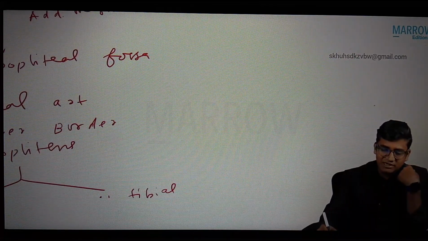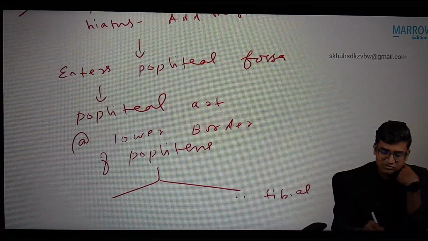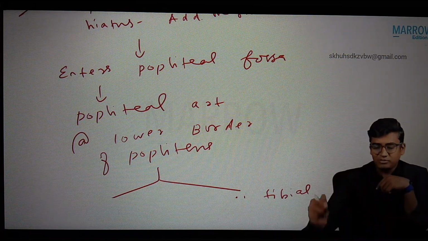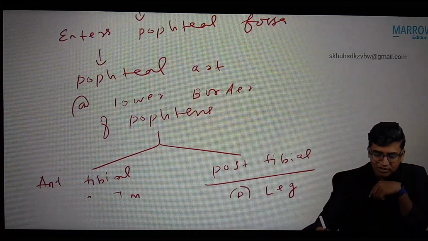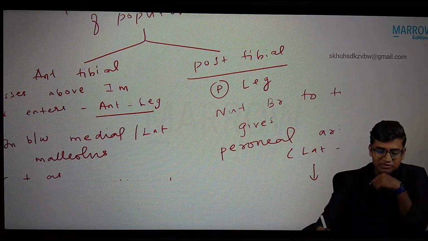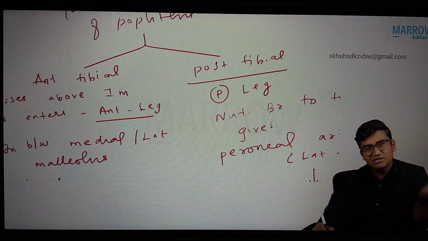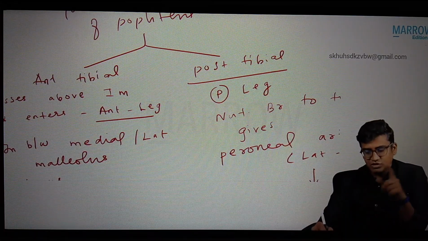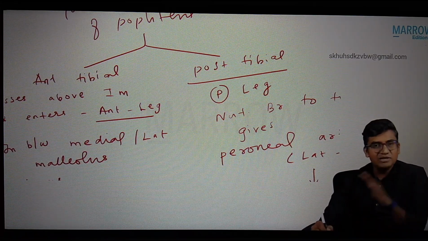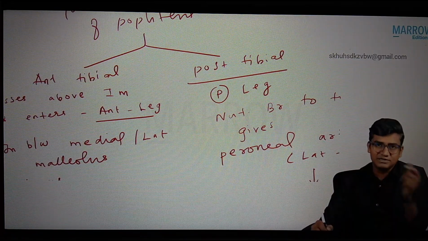Okay. So the femoral artery passes through the adductor hiatus, enters the popliteal fossa, and continues as the popliteal artery. The popliteal artery, at the lower border of the popliteus muscle, divides into the anterior tibial artery and the posterior tibial artery. The anterior tibial artery continues as the dorsalis pedis artery, enters the sole and joins with the lateral plantar artery to form the plantar arch. The lateral plantar artery and medial plantar artery branch from the posterior tibial artery.